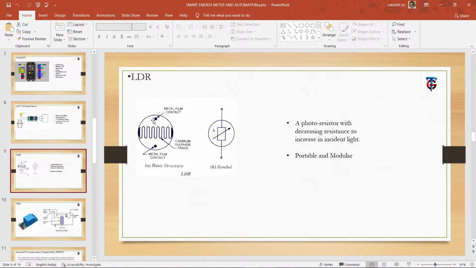consumption. And for the LDR sensor, LDR stands for light dependent resistor. So basically the resistance value across this sensor depends on the light intensity, or the light incident on the sensor. So it is a photoresistor with decreasing resistance to increasing incident light, and it is a small sensor. So basically when the light intensity which falls on the sensor increases, the resistance across the sensor decreases, and we'll discuss further how we are using the sensor in our project.